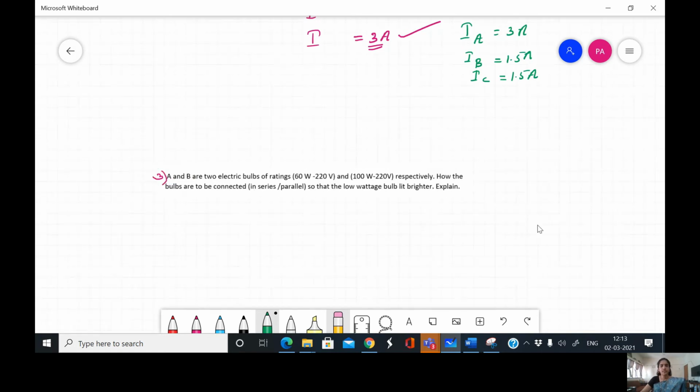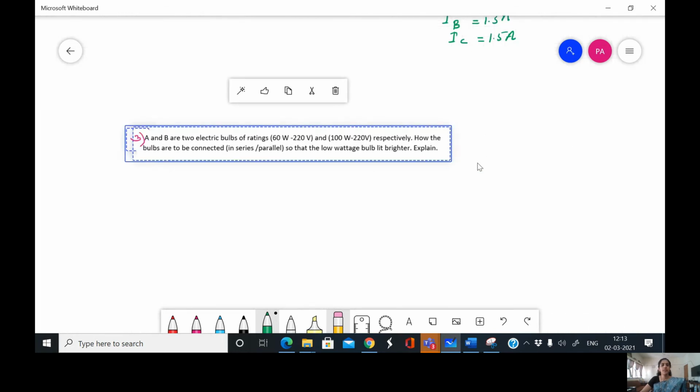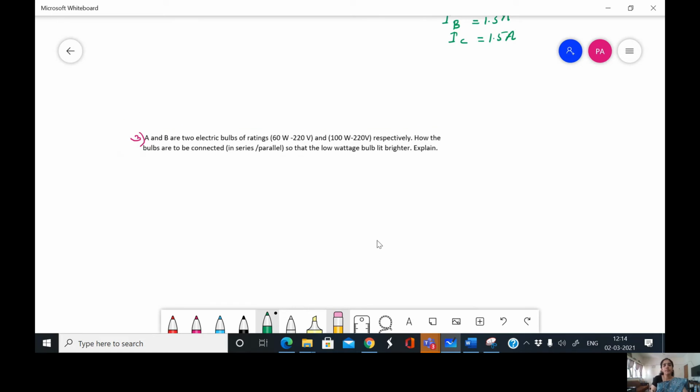Okay, we will enlarge it. I think you all are able to read the question. A and B are two electric bulbs of ratings. So let me write here: bulb A and bulb B.